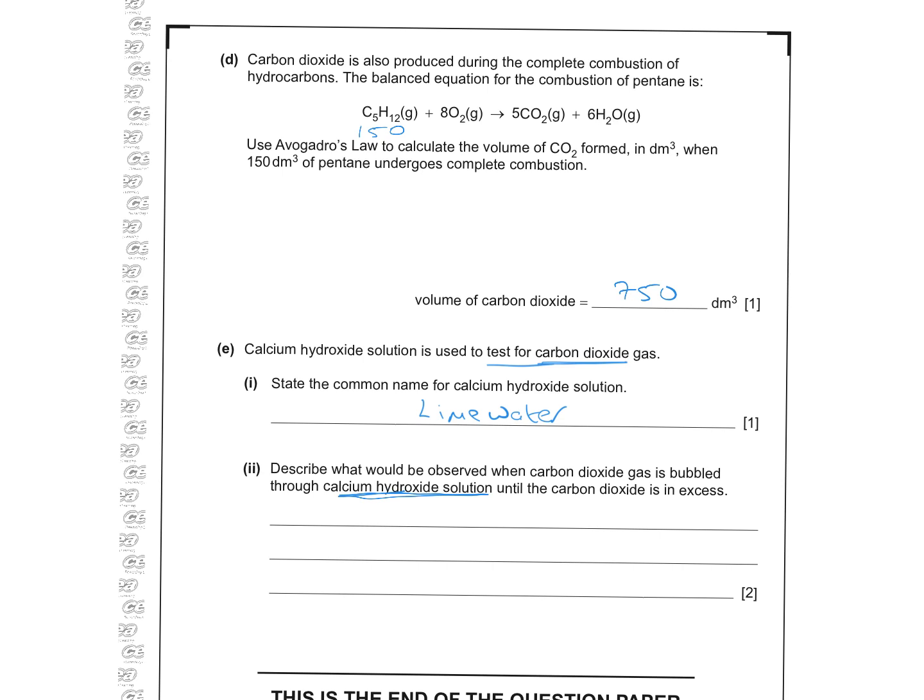Well, the first thing that would be observed is that the lime water will change from colourless to milky. You could see a white precipitate there. But the question then goes on to ask until the carbon dioxide is in excess. So when you bubble carbon dioxide into lime water, you'll first see that milkiness appearing. But if you keep on bubbling carbon dioxide into it, that precipitate will disappear, or that milkiness will disappear, and it'll form a colourless solution.